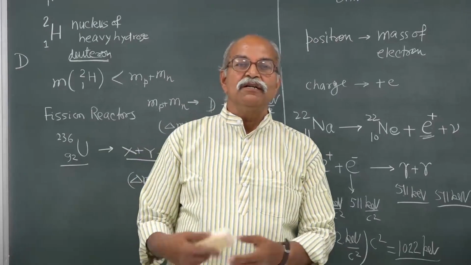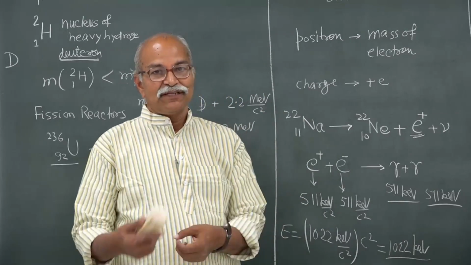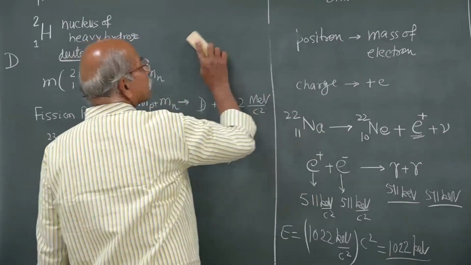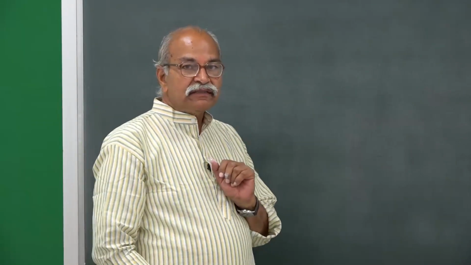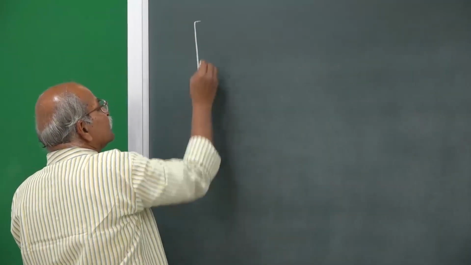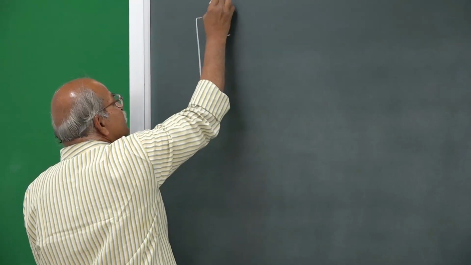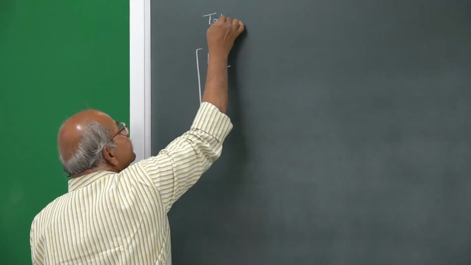Now, let me return to energy momentum 4 vectors. Let us have some more discussion on that. Energy momentum 4 vector, you remember we write it as E by c, and this E is the total energy.